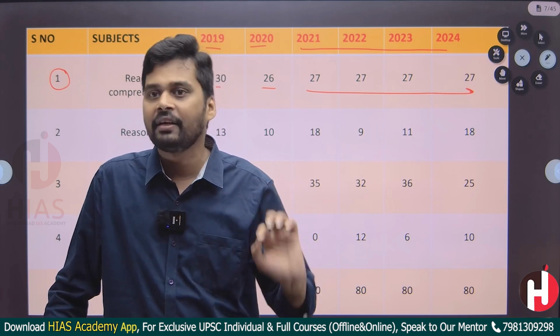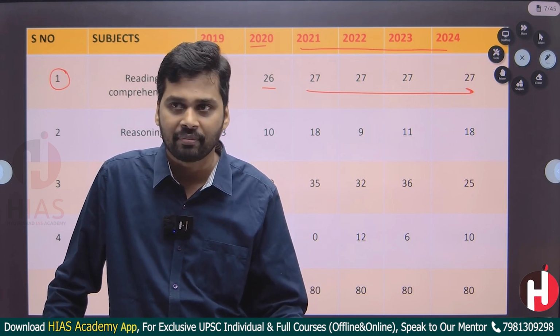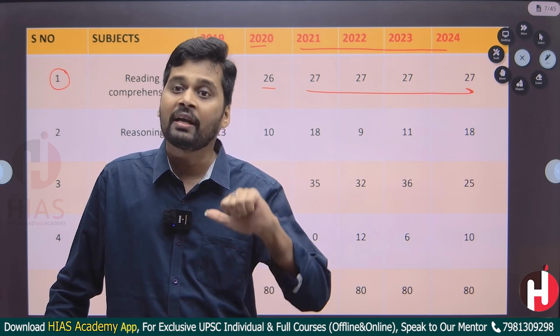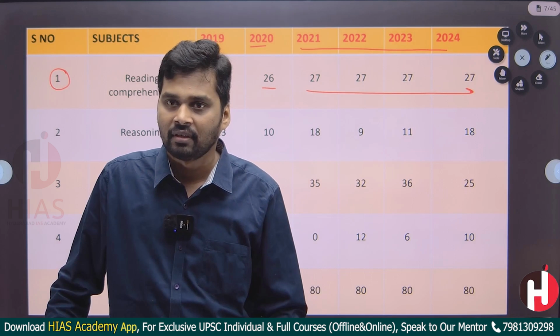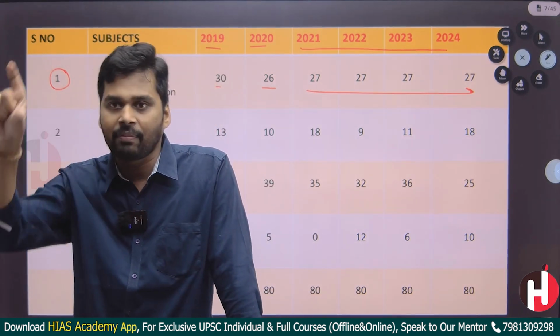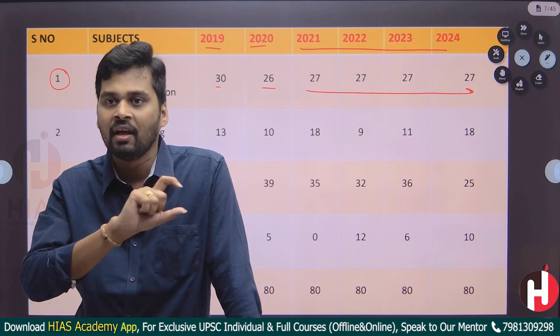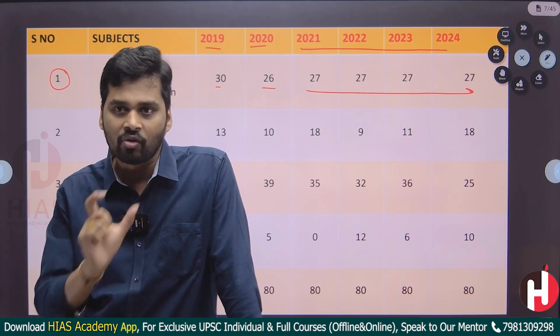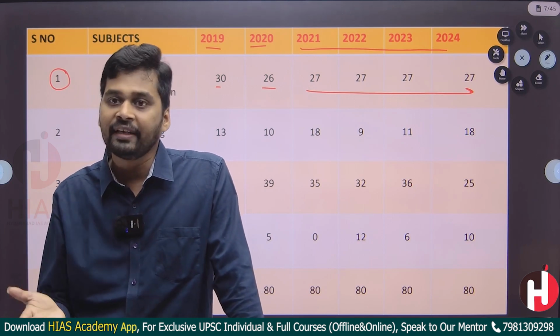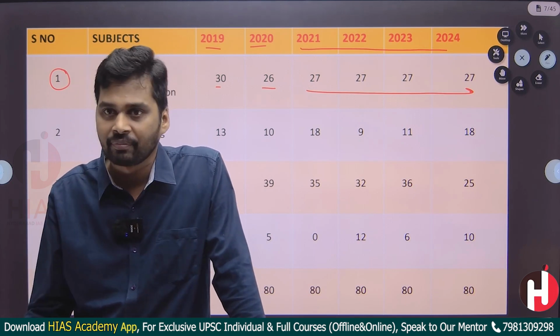Again, it is an analytical reading comprehension. Analytical reading comprehension means the passage is given to us, but the answer is not directly taken from the passage, because the questions are of types like: What is the central theme of the passage? What is the core idea of the passage? What is the conclusion of the passage? Again, it is analytical-based comprehension.